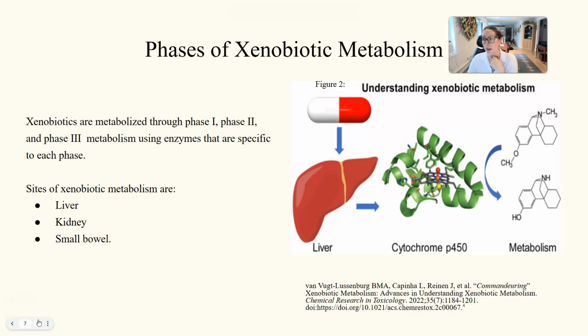This is a figure showing an oral medication that is presumably taken by mouth. It goes into the stomach, is brought through the portal system in the liver, and CYP450 enzymes start breaking it down. It breaks it down from a presumably lipophilic molecule to hydrophilic, and it's going to be excreted in the urine via the kidneys or the bile and via small intestine.